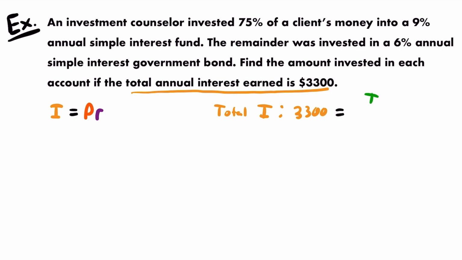All right, so there's going to be interest from the first investment where the money's being put into a fund. So we'll call that the interest from a fund. We would add that to the interest in the government bond. All right, so you would have the interest for the bond. That's what we can say about this $3,300. It is the total interest earned, so it would be the sum of the interest earned from each of the two investments, the interest from the fund and the interest from the bond. Okay, those are the only two investments that we are working with. We have a simple interest fund and we have a government bond.